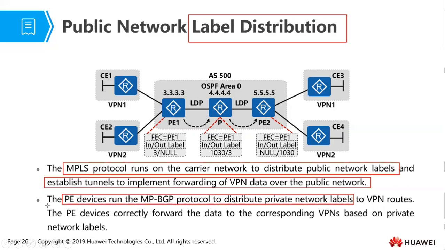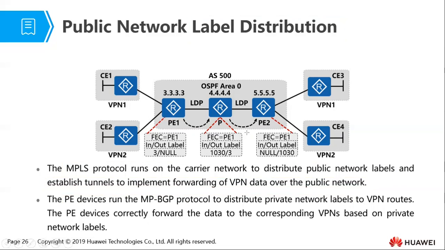Okay. So what does that mean? Let me just show you that. So this is simply LDP working here to distribute labels in order to create a tunnel. So as we know, for example, if the data is flowing like this, LDP is going to share the labels in this direction like this.